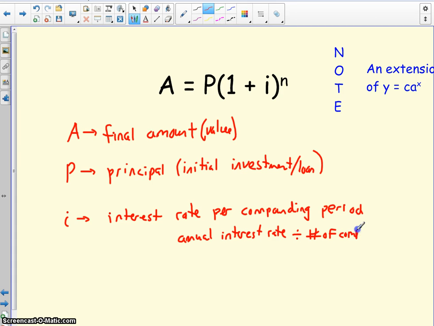So in terms of number of compounding periods per year, that again depends on how often it's compounded. If the interest is calculated or compounded every month, then you're going to divide it by 12. If it's compounded per day, you're going to divide it by 365. Okay, and last but not least, you have n, and n is the number of times the interest is compounded. So the number of compounding periods.